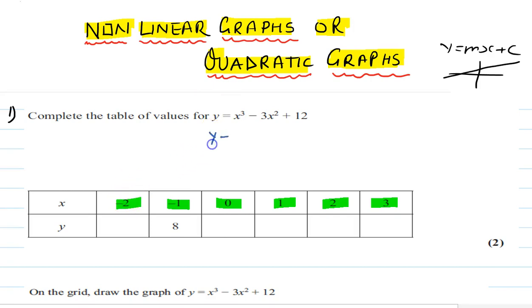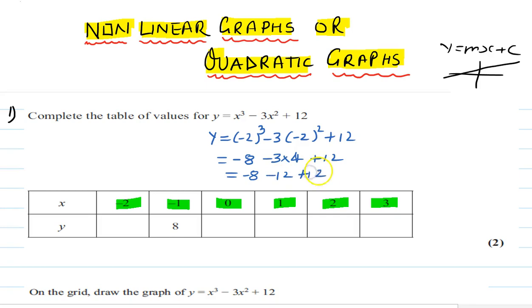So it is y, x is minus 2 to the power 3, minus 3 and minus 2 to the power 2, and plus 12. So minus 2 to the power 3 is minus 8, and this is minus 3, and minus 2 square is 4, plus 4, and plus 12. So if you simplify it, you get minus 8, minus 12, and plus 12, right? So minus 12 and plus 12 cancel, so we are left with minus 8. So at minus 2 it is minus 8. Okay, similarly minus 1 it is 8.